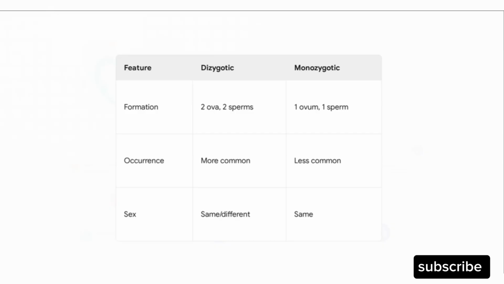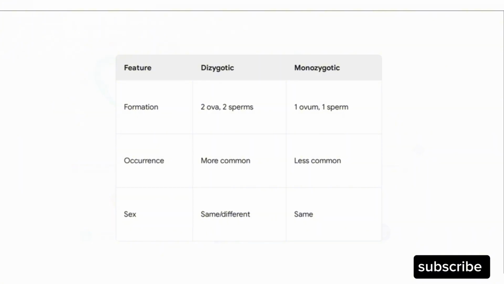Moving on to zygosity. Think of dizygotic twins as your standard fraternal twins. Two separate ova, fertilized by two separate sperms, forming two distinct zygotes. These are way more common, and they can be the same or totally different sexes. But check out monozygotic twins.